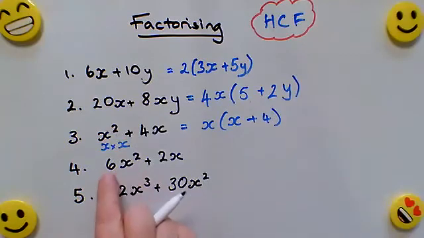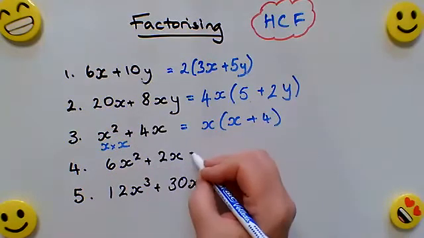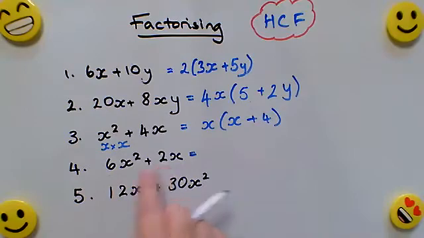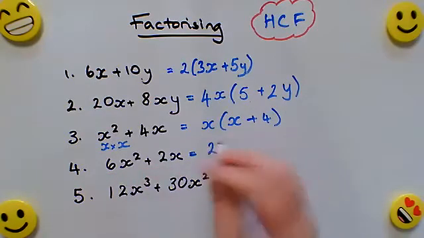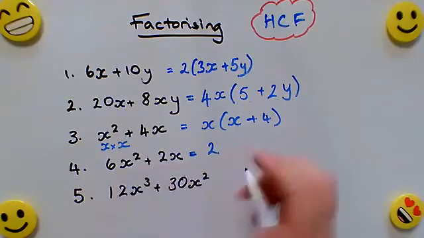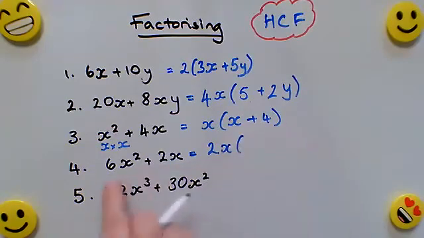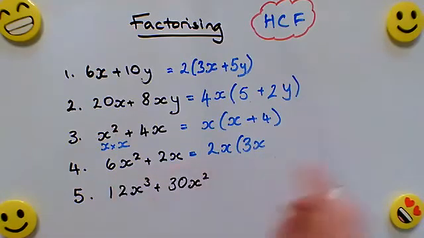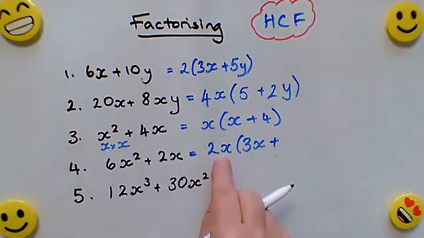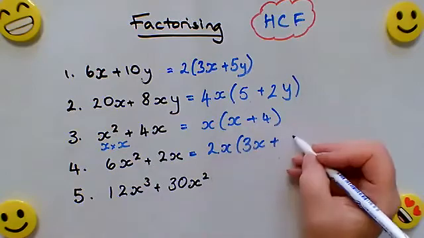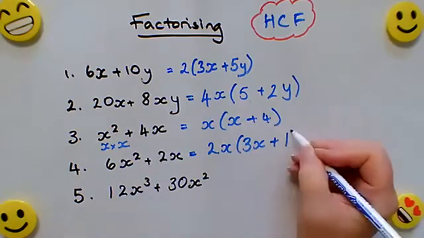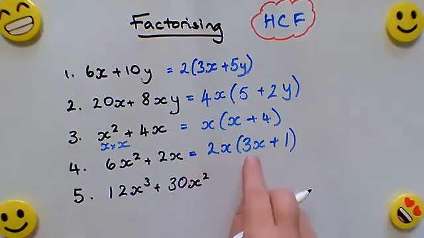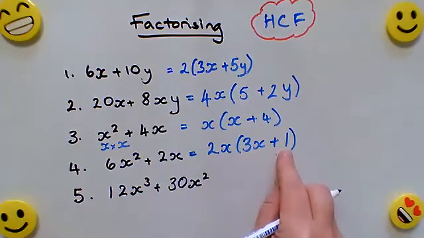In this example, I've got 6x squared plus 2x. So highest common factor here from the number part is going to be 2. I've got x squared and x, so I can take out 1x. Now inside the bracket, I want 6x squared, so I would have to multiply 2x by 3x to get 6x squared. Now plus, well, I've already got 2x outside of the bracket, so all I need to do is multiply that by 1, and then that would give me, if I expand this, 6x squared plus 2x.